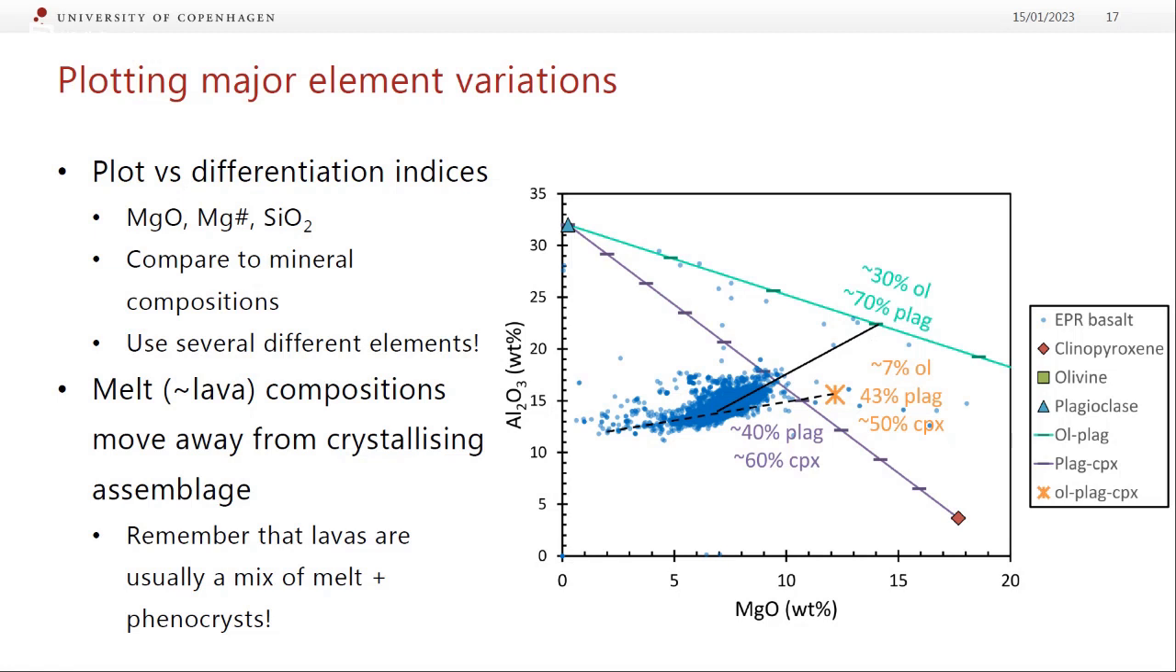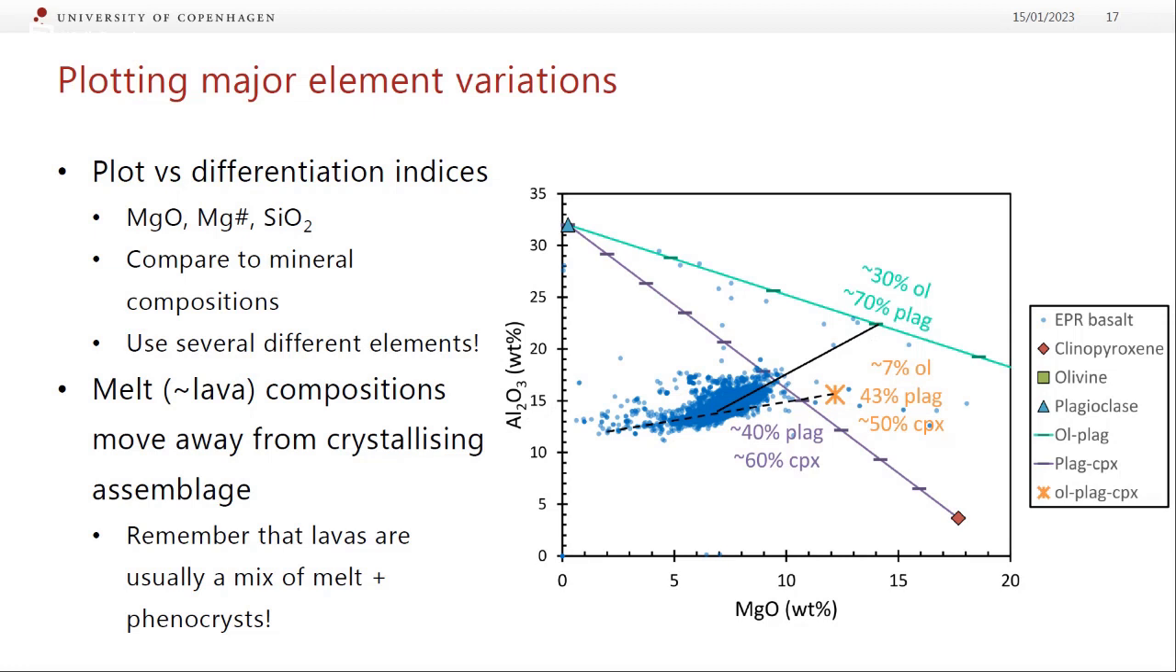Similarly, if you have three things together, this is a mixture between plagioclase up here, very high aluminium, clinopyroxene down here, which is low aluminium and a moderate MgO content, and olivine, which is way off the end of this diagram because it's got really high MgO and low aluminium. If we have some sort of mixture of the three minerals like this, then we crystallize and the melt evolves away from that composition.